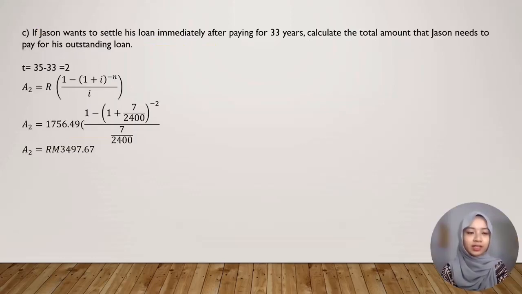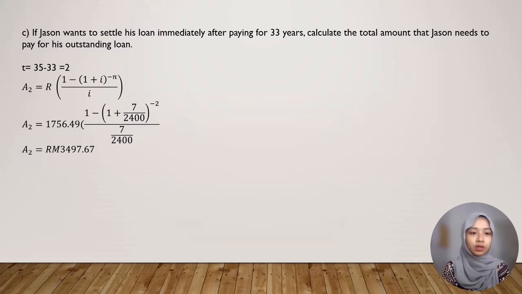Assalamualaikum, my name is Siti Syafiqah Abdul Aziz and I'm going to explain question 1C. If Jason wants to settle his loan immediately after paying for 33 years, calculate the total amount that Jason needs to pay for his outstanding loan. Firstly, we need to subtract the years. 35 years minus 33 years and it is equal to 2. So we're going to use this formula.